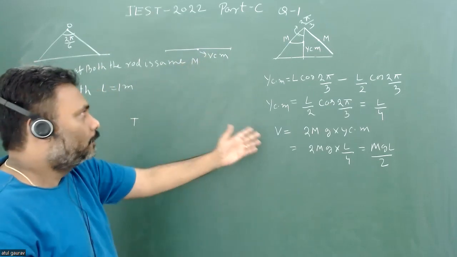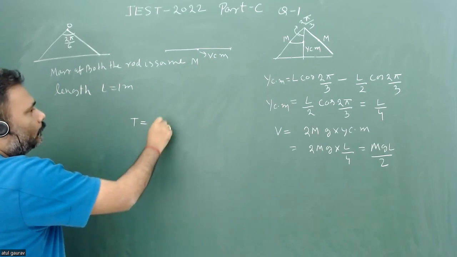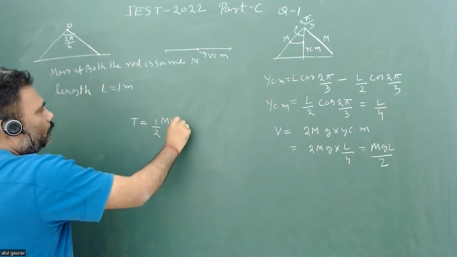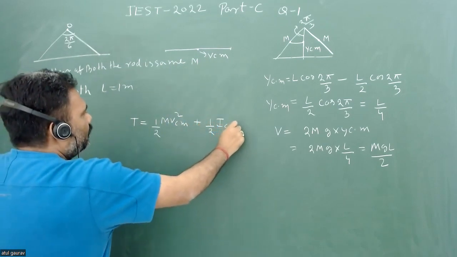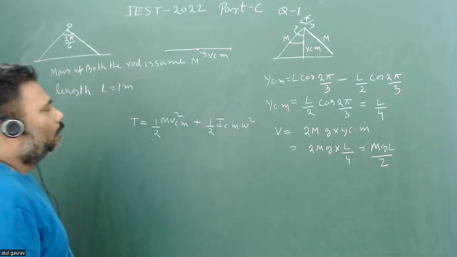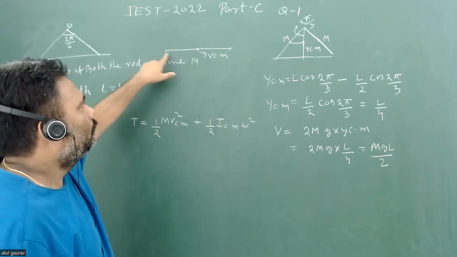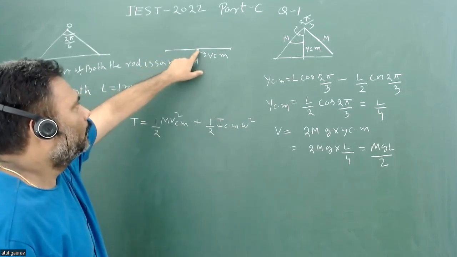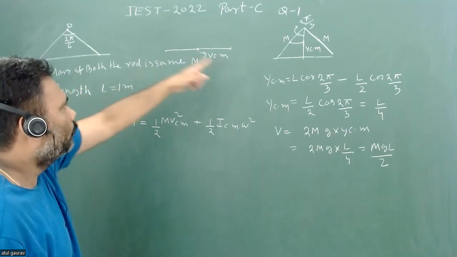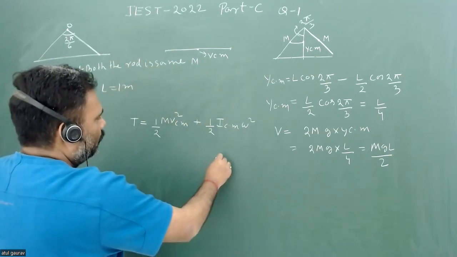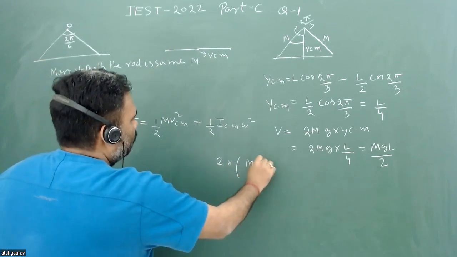use this particular concept of kinetic energy. So what will be the kinetic energy? The kinetic energy is half m VCM square plus half ICM omega square. So we have to find the ICM about this point. So this is my center of mass. We have to find the moment of inertia about this particular point for both rods. Obviously both rods are symmetric, so this will be 2 into ml square by 12.